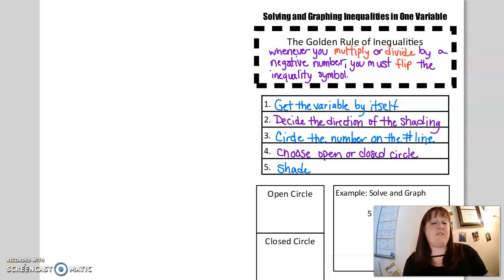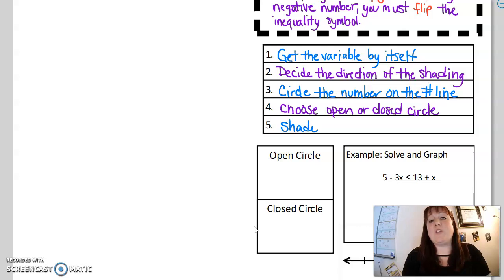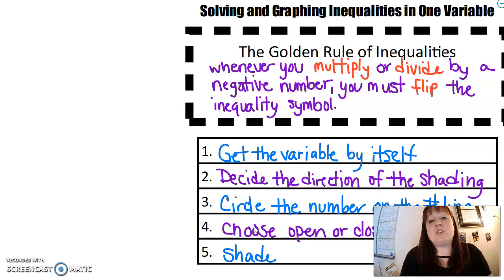How do you solve and graph inequalities like the one you see in the corner right here? Well, the first thing you need to remember is the golden rule of inequalities. The golden rule says that whenever you multiply or divide by a negative number, you must flip the inequality symbol. So that's the biggest rule that we need to remember.